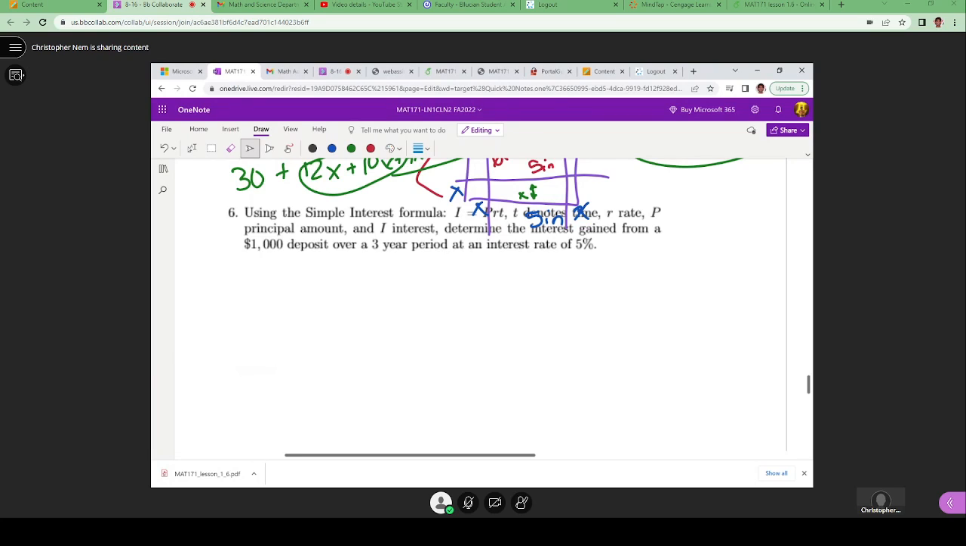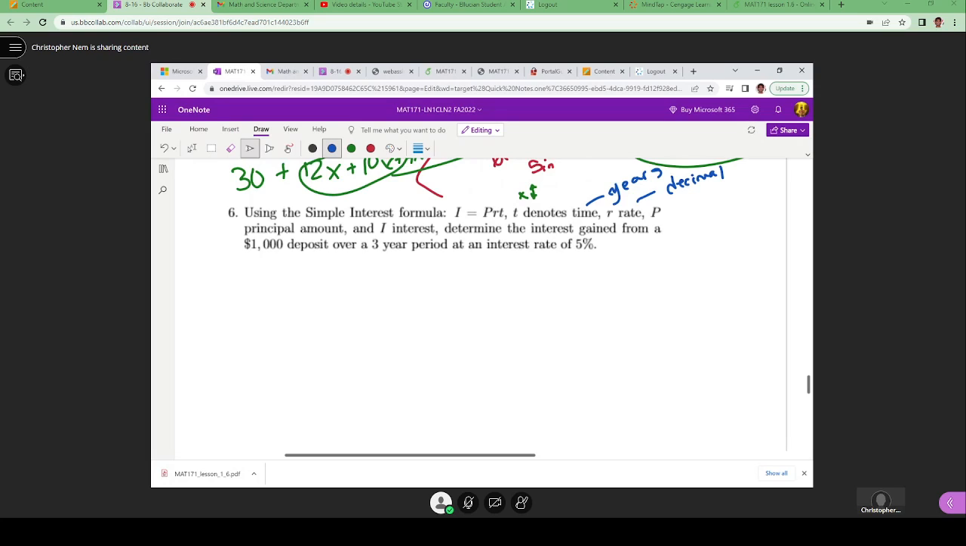So we have, let me erase this all. I have the simple interest I equals PRT. We need to know what each of them mean. T means time in years. R means rate in decimal. P means principal amount. That's the money. I is interest. That's the money you made for the interest.